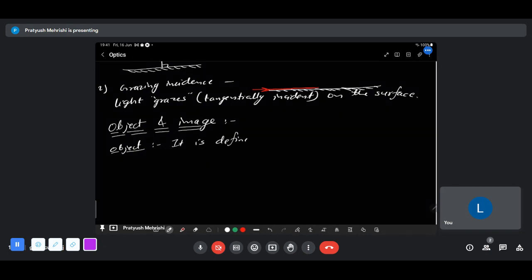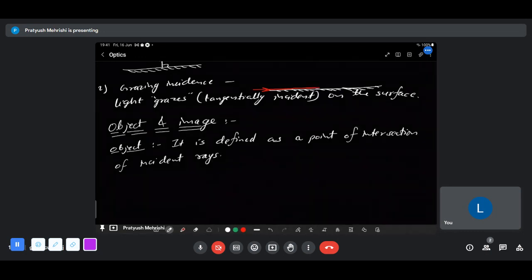It is defined as a point of intersection of incident rays. Got it now? Taken down?